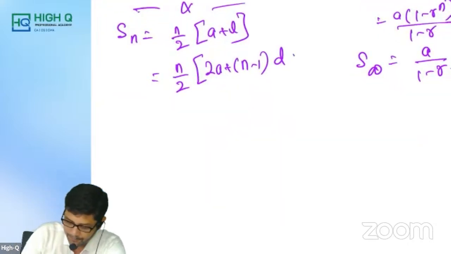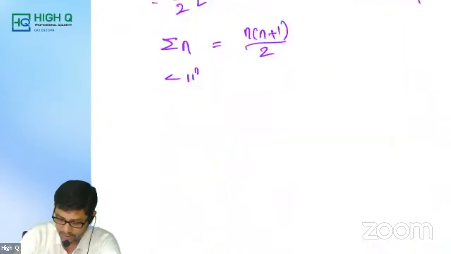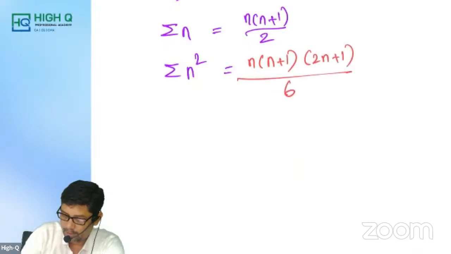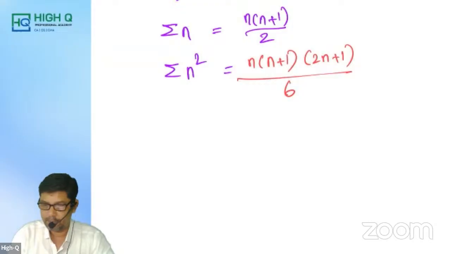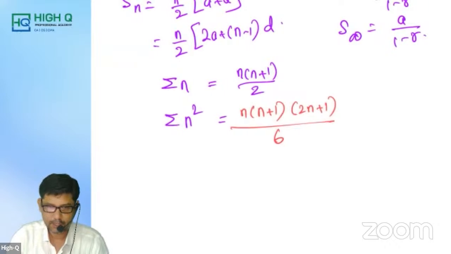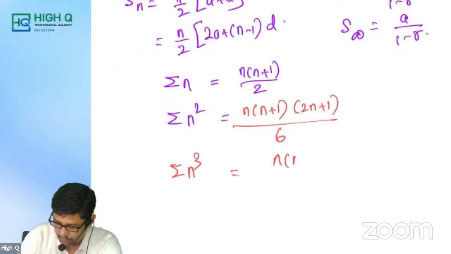After that, the sum of n natural numbers is equal to n into (n plus 1) by 2. And the sum of squares of n natural numbers, summation n square, is n into (n plus 1) into (2n plus 1) divided by 6. Next, summation n cube is equal to [n into (n plus 1) by 2] the whole square.